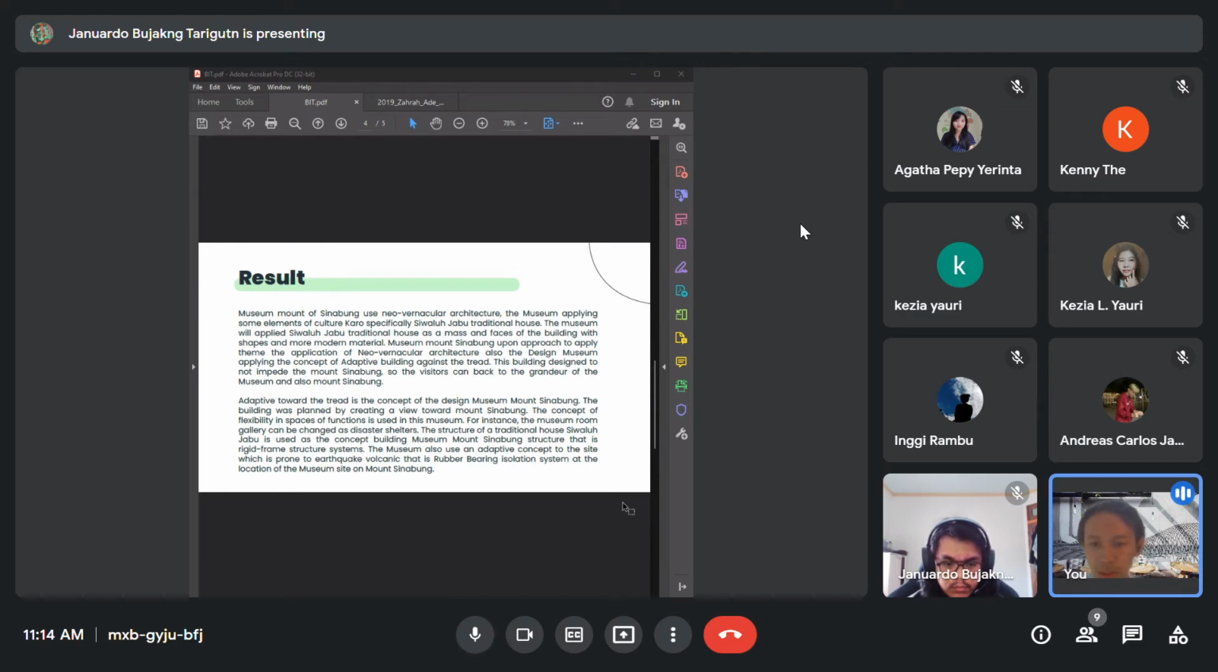Adaptive toward the threat is the design concept of the museum. The concept of flexibility in the spaces of functions is used in this museum. For instance, the museum gallery rooms can be changed into disaster shelters. The structure of the traditional Siwaluh Jabu house is used as the structural concept, that is, a rigid frame structure system. The museum also uses an adaptive concept for the site, which is prone to volcanic earthquakes, that is, a rubber bearing isolation system at the museum location on Mount Sinabung.